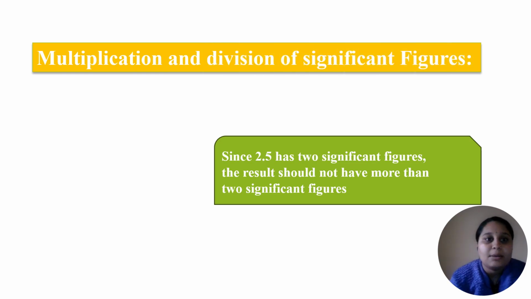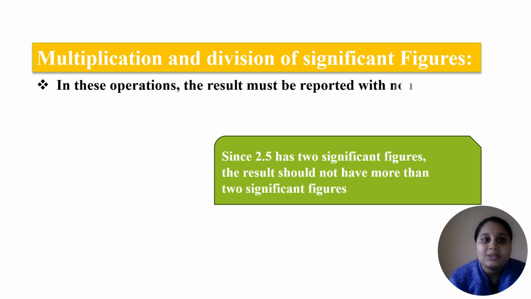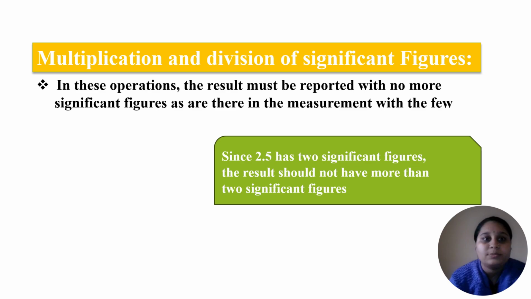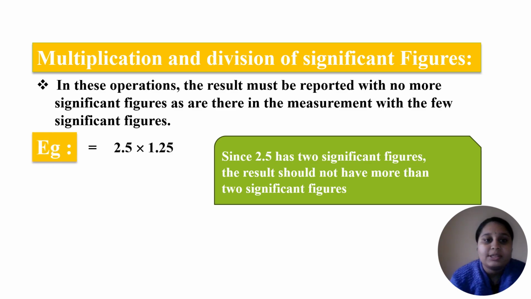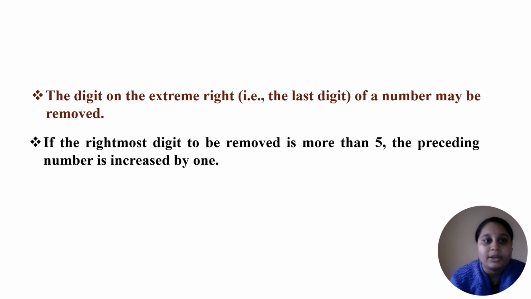The next topic is multiplication and division of significant figures. In these operations, the result must be reported with no more significant figures than the measurement with the fewest significant figures. So the product should not have more than two significant figures if a factor has only two significant figures. For example, 2.5 times 1.25 gives 3.125.